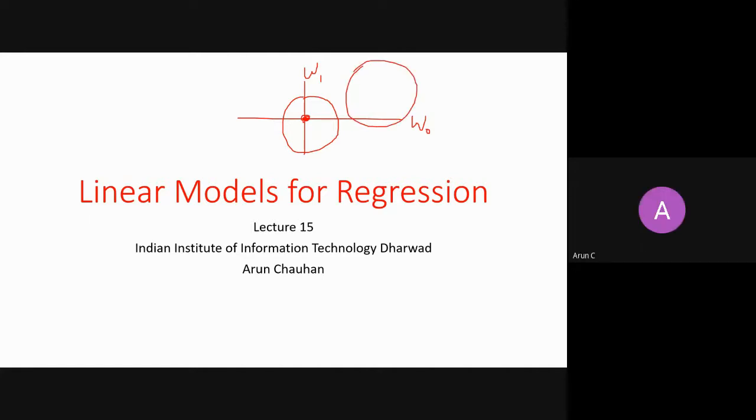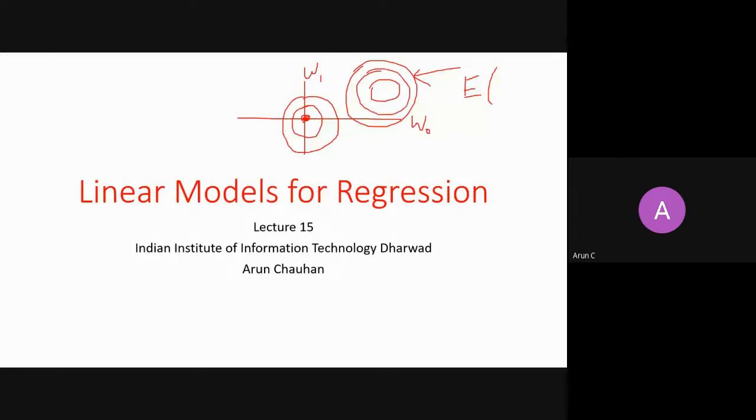Okay, fine. So these circles are for the error function, E(W), right? It is a sum of square error, which comes from the likelihood function. If you remember, we had two terms: sum of square error plus the regularizer, lambda W transpose W. So this is for W transpose W at the origin, and this second one is for the likelihood.